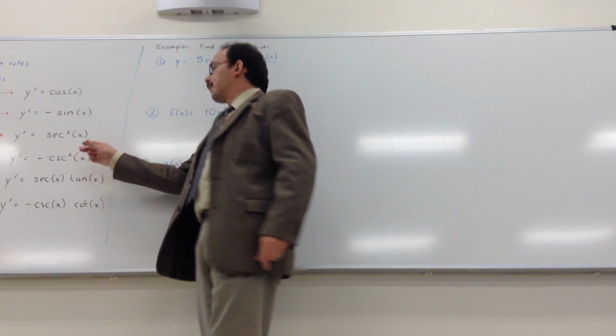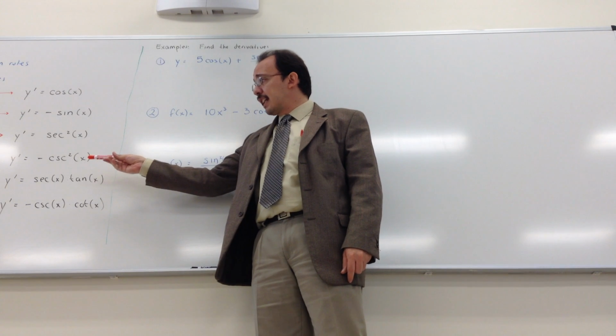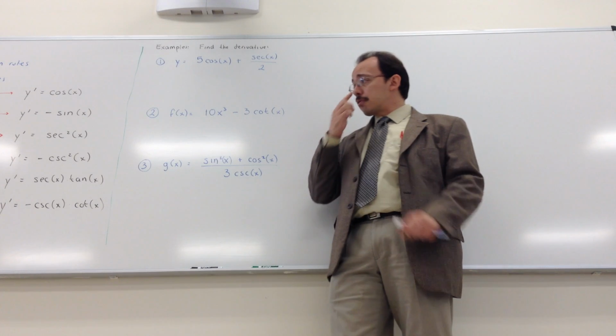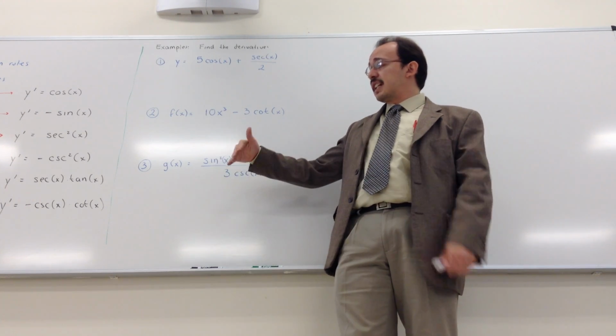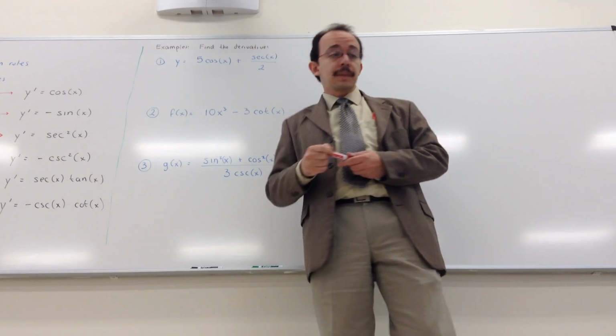If it's cotangent of x, the derivative is negative cosecant square of x. If it's secant of x, it's secant of x times tangent of x. And the last one, cosecant of x, the derivative is negative cosecant of x times cotangent of x. Okay? So there are 6 rules.